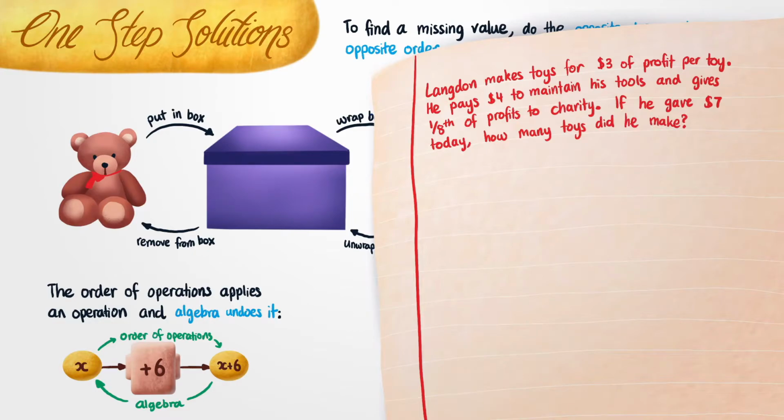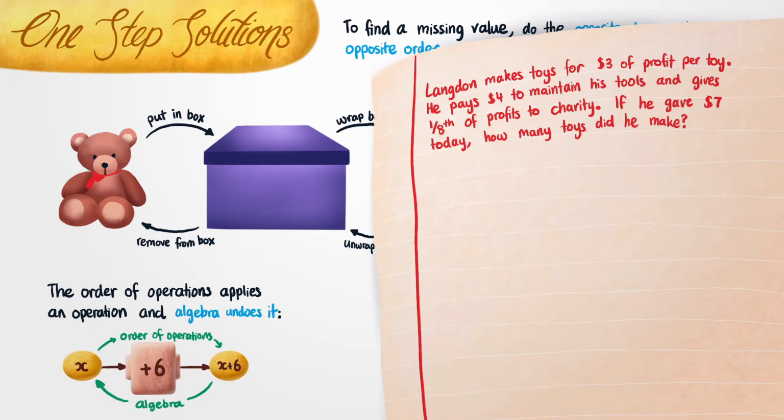Okay, so here's a nice problem that we can solve with algebra. Suppose Langdon makes $3 of profit every time he makes a toy. He pays $4 per day to maintain his tools, and he gives 1/8 of all of his profits to charity. If he gave $7 to charity today, how many toys did he make?